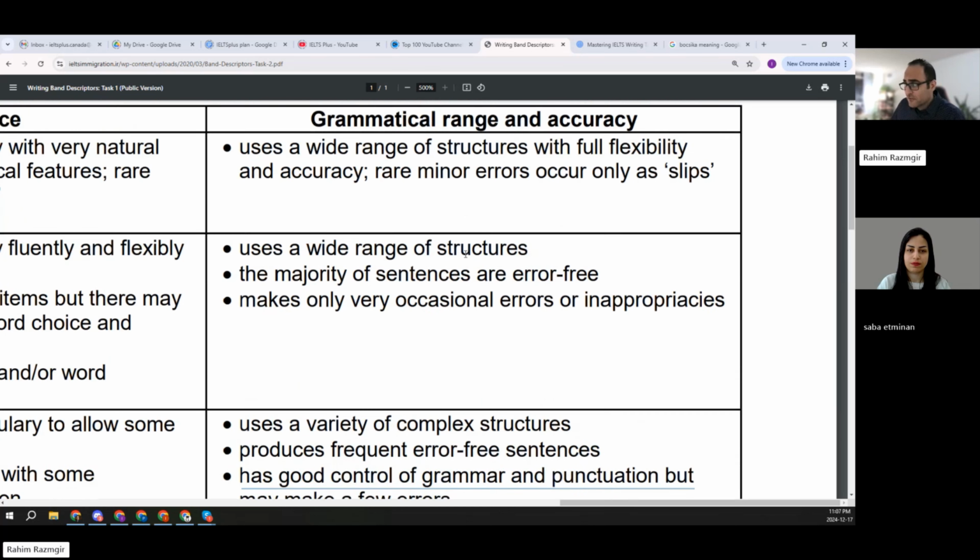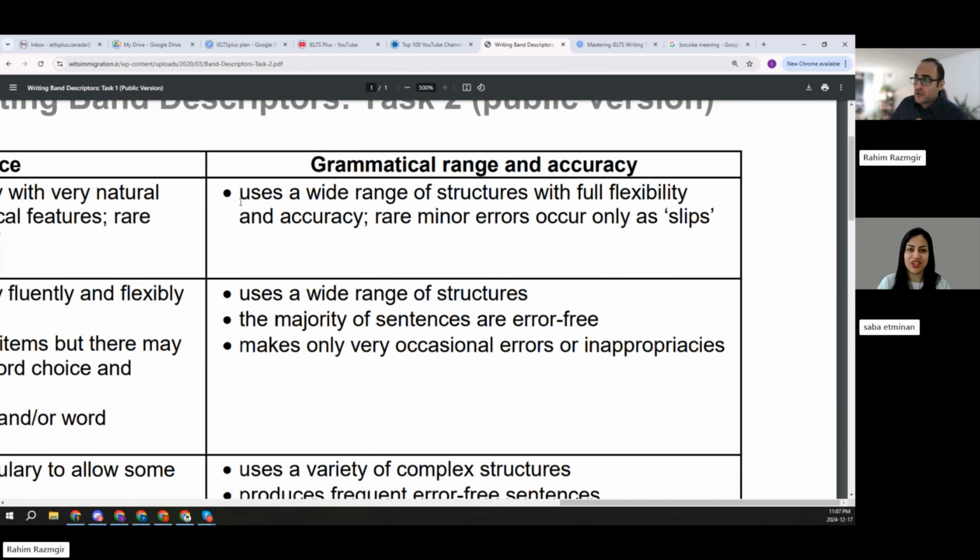And very interesting for me to see what you need to get a 9. So you use a wide range of structures similar to 8, but this time with full flexibility. So it's one level higher than an 8. And accuracy. So full flexibility, full accuracy. However, this is interesting. Rare minor errors occur only as slips. A slip is something that even native speakers have sometimes. So slip of a tongue or slip of a mind or slip of a finger.